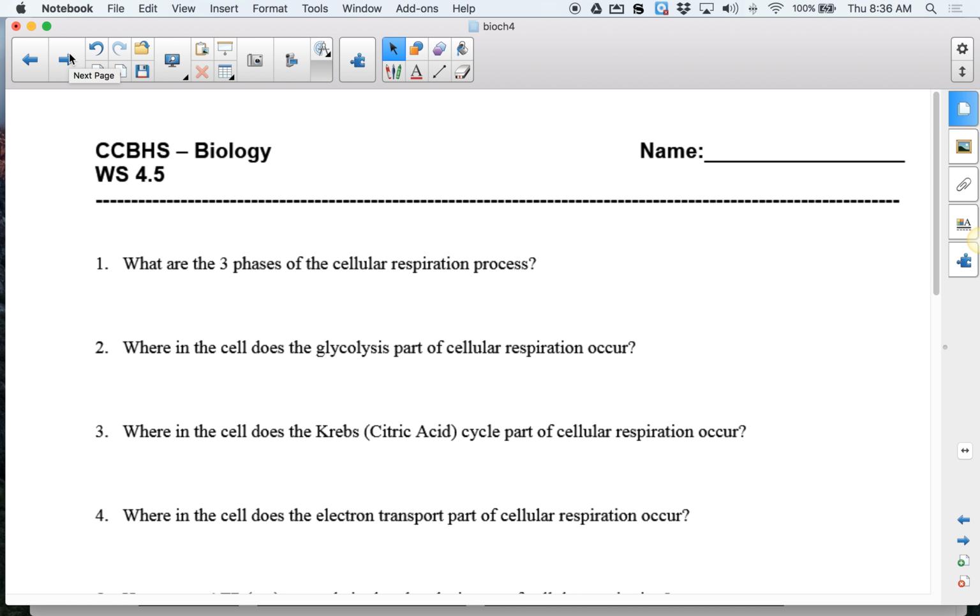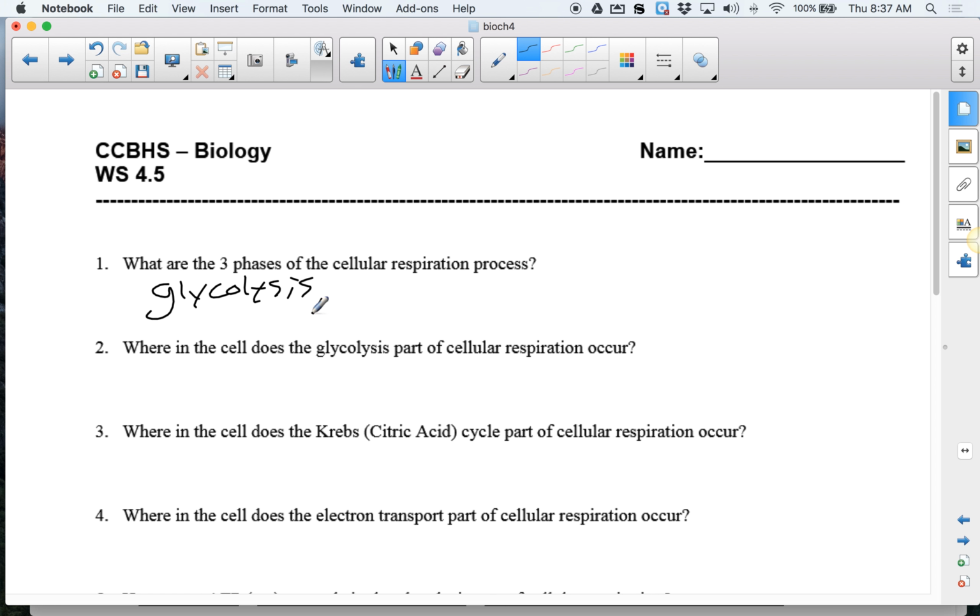So, number 1 says, what are the 3 phases of cellular respiration? Sam, hit me with one. Glycolysis. Jace, you got another one? The Krebs cycle. What else could you have there instead of Krebs cycle? Citric acid cycle. Those are 2 terms that we can use interchangeably, and I don't care which one you use on a test. Matt, what would be the 3rd stage of cellular respiration? The electron transport chain.